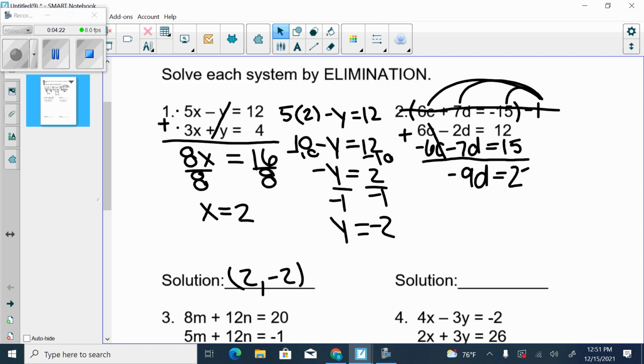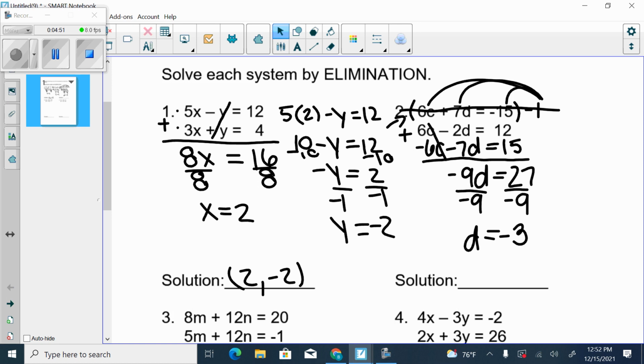Good. Okay? Now divide 27 by negative 9. So d is equal to, very good. Okay, and now that I know d, how do we find c? Just go plug it into either one. You guys want to use the top or bottom equation? Okay, so I'm going to go back to the original one that we had crossed out from the beginning. We're going to plug into that one.